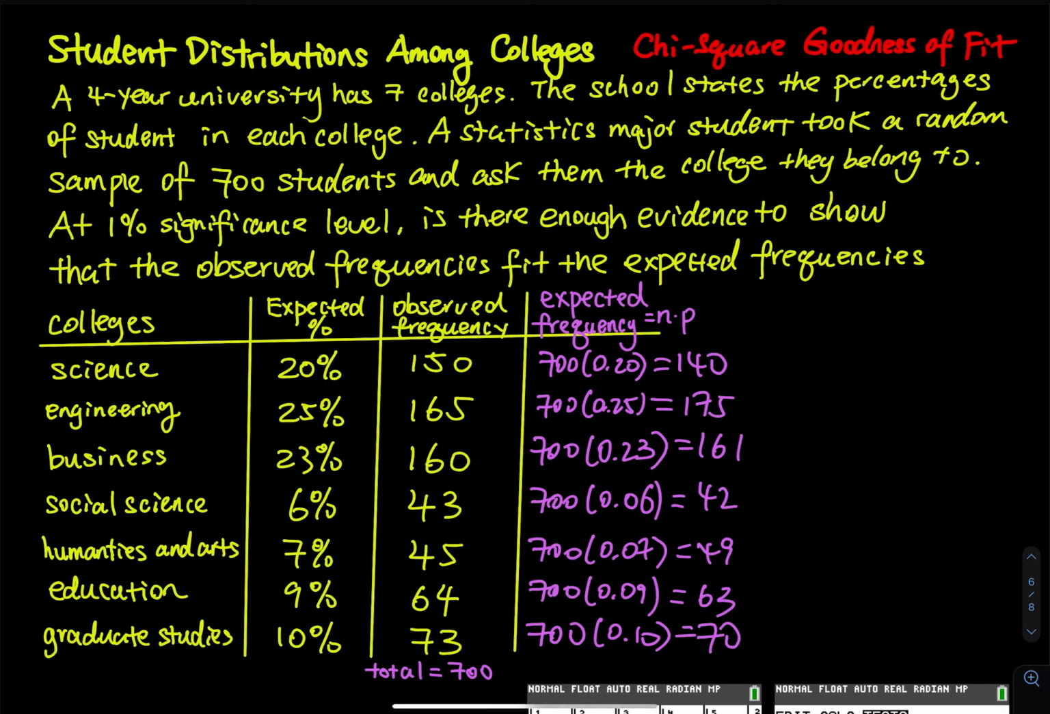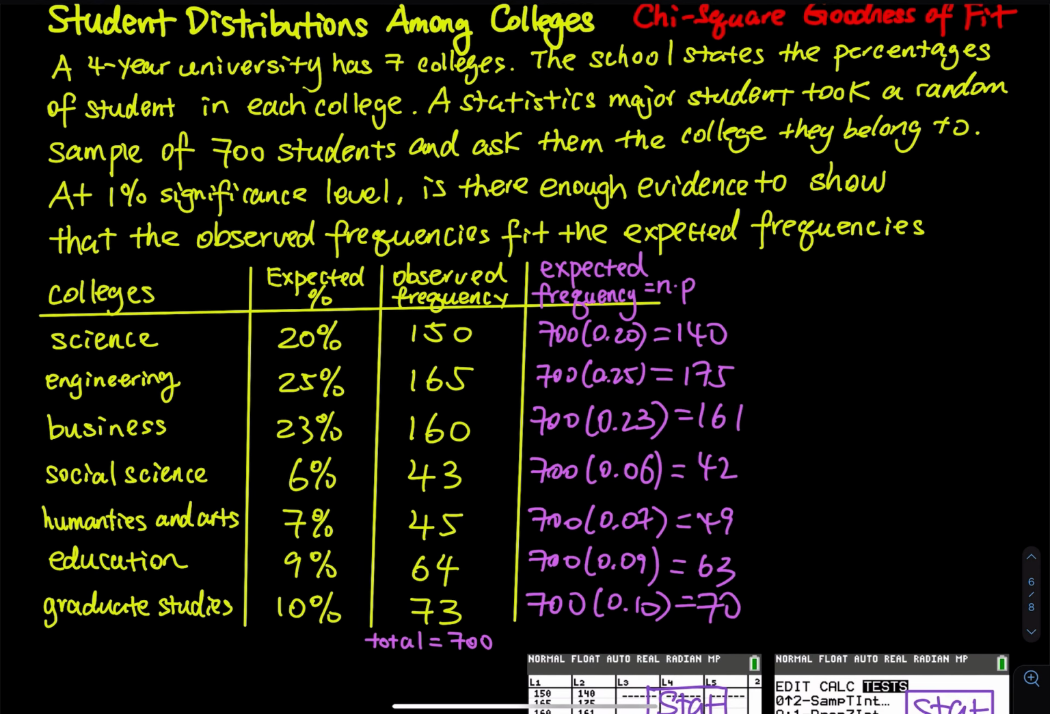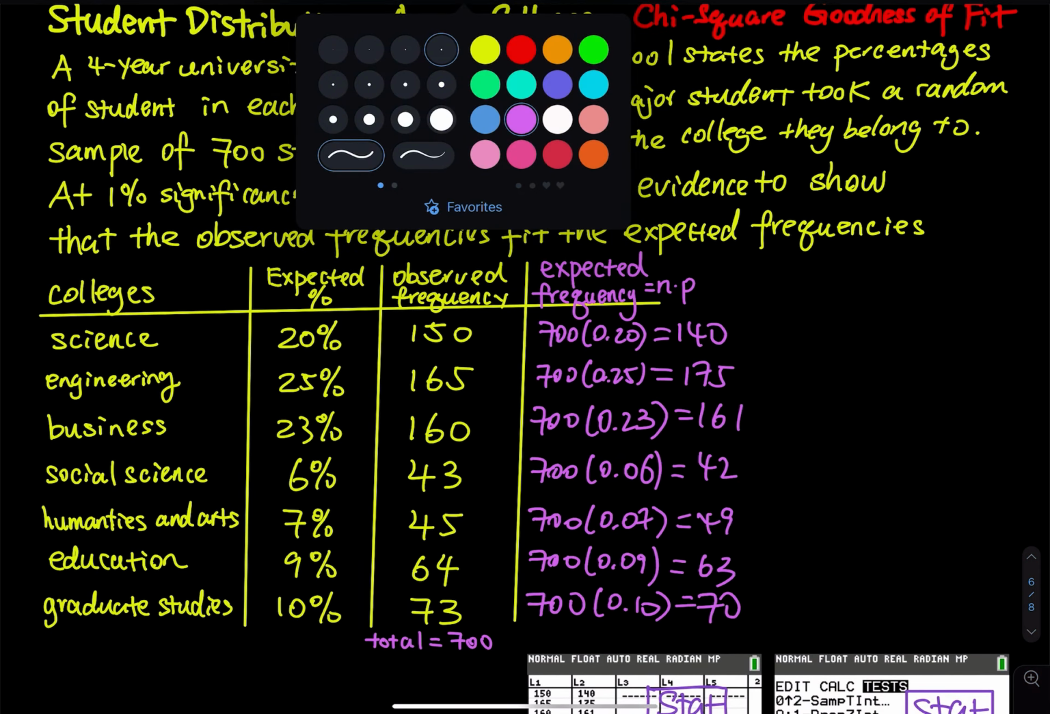So expected frequency is not the data you collect. You do a calculation. So expected frequency comes from calculation, and observed frequency is from data collection. And then for the null and alternative hypothesis, let's switch to a different color.